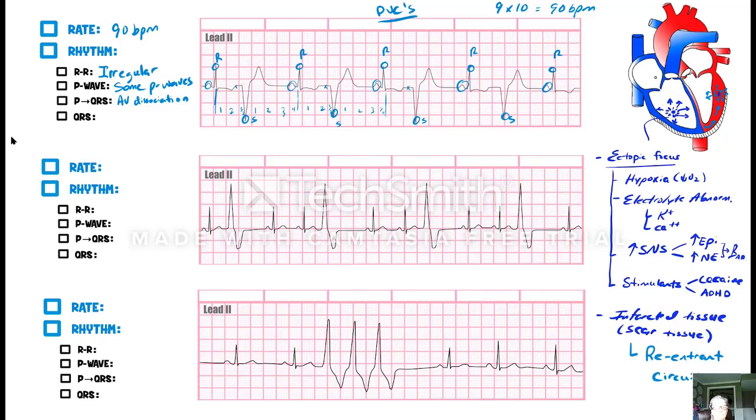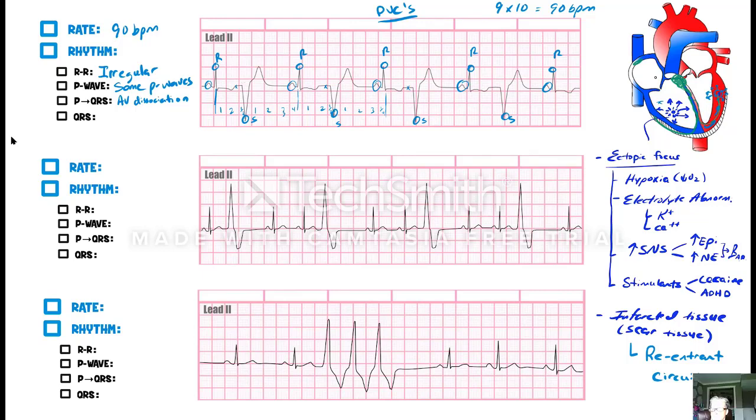Remember, PVCs are firing from these ectopic areas. There could be a reentrant circuit or it could be an irritable ectopic focus. When they fire, they're not going to go through your normal bundle branch system, right? So they're not going from the SA node, they're not going through the AV node, and they're not going through the bundle of His and then to the right bundle branch and left bundle branch. It's going to be traveling in an abnormal way.